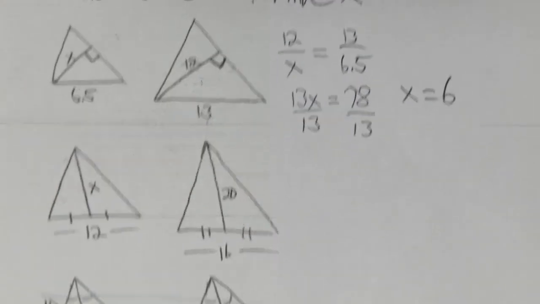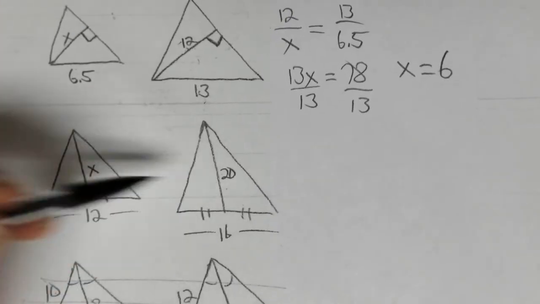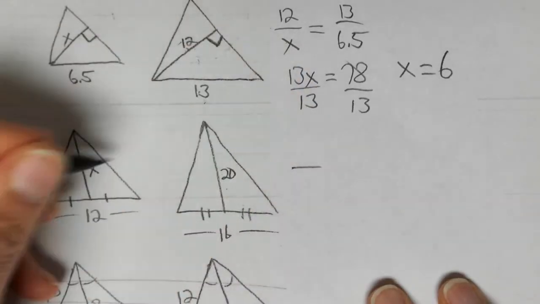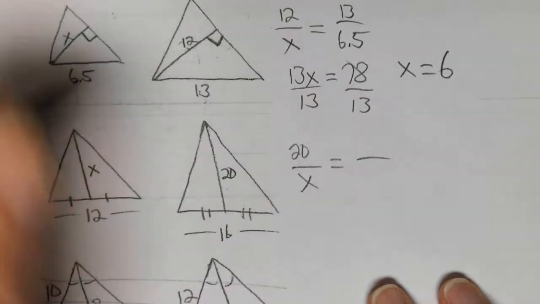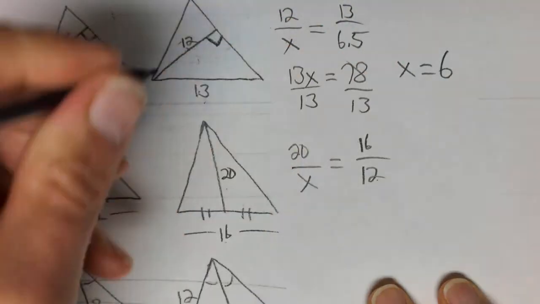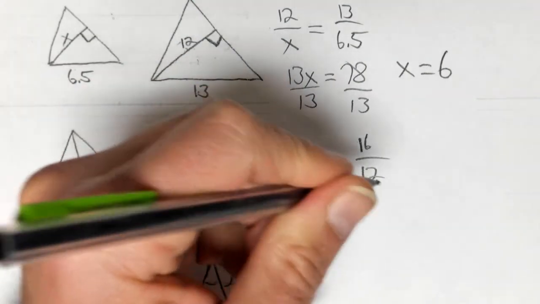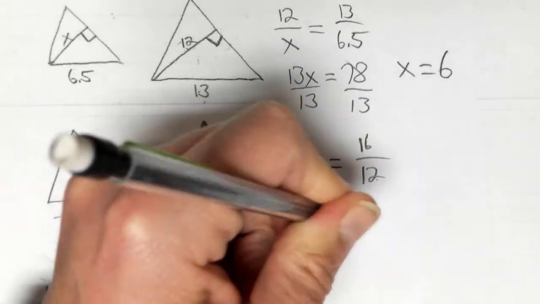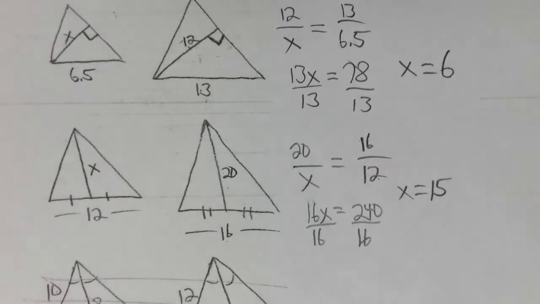What about the next one now when we set this one up? Okay, so on this one I've got two medians that should be matching pieces here. So let's go 20 over x. That'll be my first fraction. And I'm going to set that equal to 16 over 12. And once again, ready for cross product. 16x equals 20 times 12, which is going to be 240. We're going to divide that by 16. And x equals 15 is our answer.